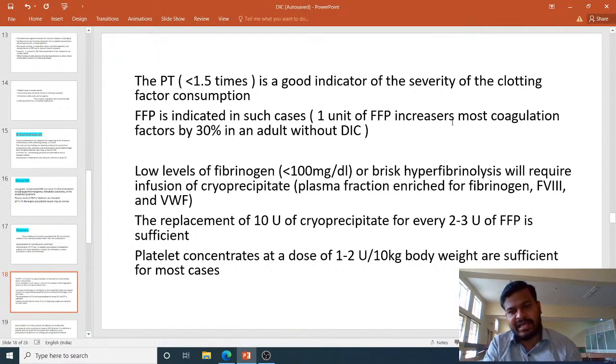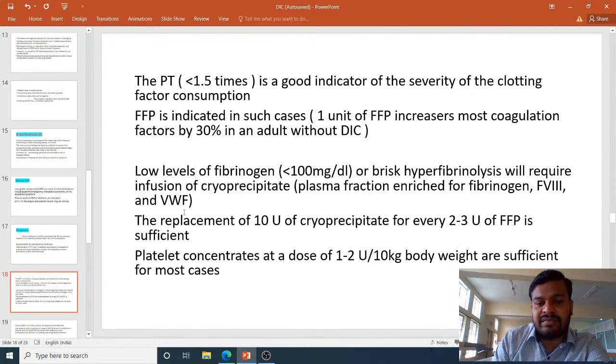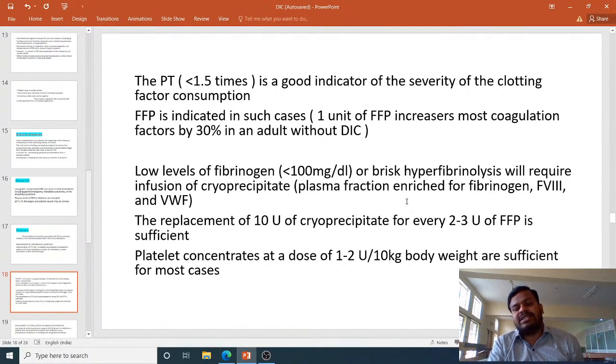One unit of FFP increases most coagulation factors by 30% in an adult without DIC. Low levels of fibrinogen, less than 100 milligrams per deciliter, or brisk hyperfibrinolysis will require infusion of cryoprecipitate. Cryoprecipitate is a plasma fraction enriched for fibrinogen, factor VIII and von Willebrand factor. So infusion of cryoprecipitate in patients with low levels of fibrinogen, less than 100 milligrams per deciliter, will definitely increase the levels of fibrinogen in such patients.